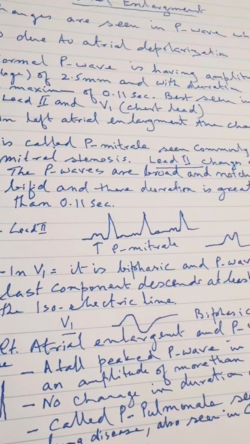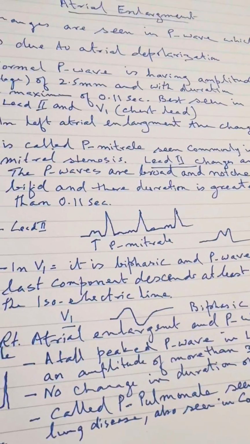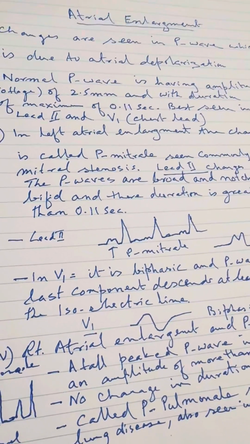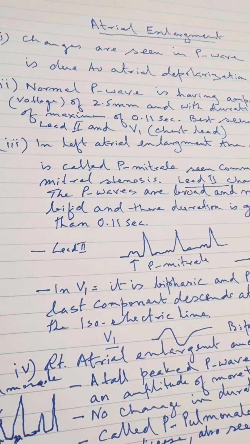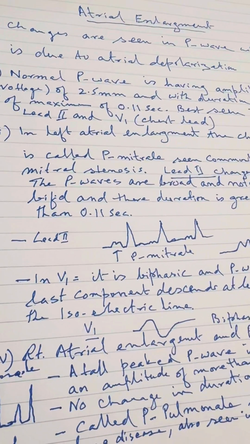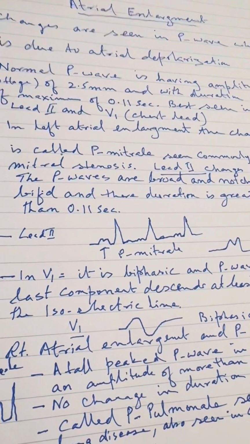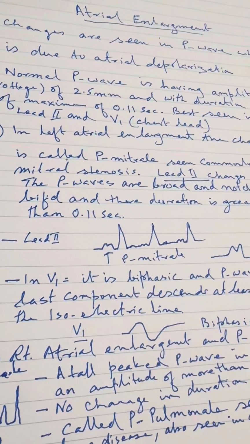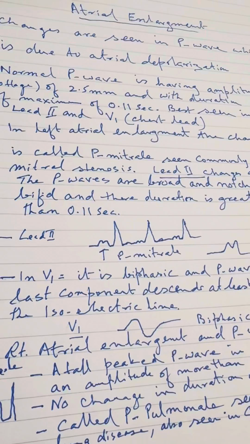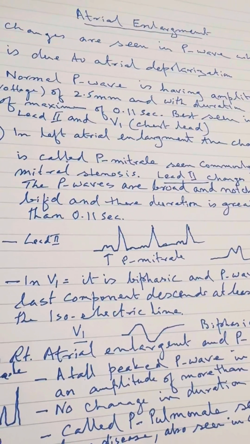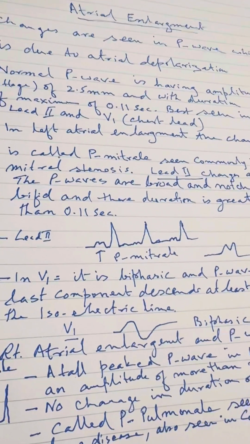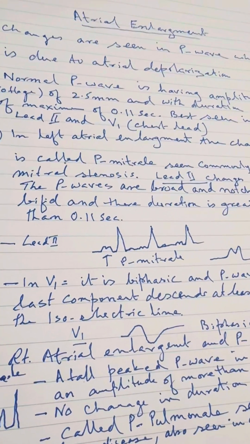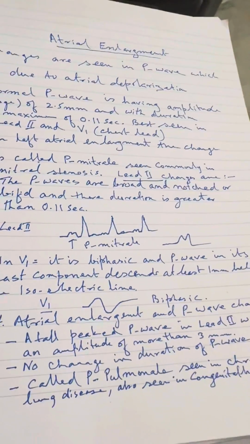While left atrial enlargement or dilatation is called P mitral, enlargement of the left atrium shows as an ECG abnormality. That abnormality is known as P mitral, mostly seen in mitral stenosis. Lead 2 changes.